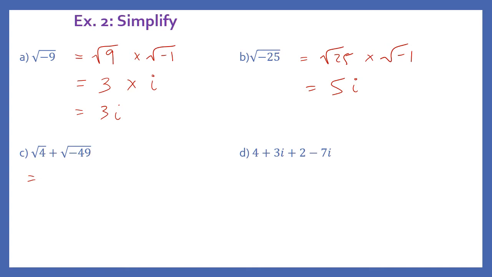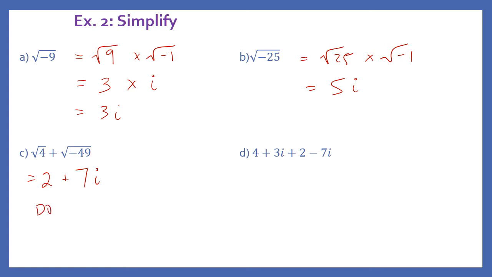C, square root of 4, 2 plus. And then hopefully you have the pattern down by now. I'm going to skip the steps we just did. If you're not comfortable skipping those steps, write them out. But root of -49 is going to be 7i. And that is your final answer.